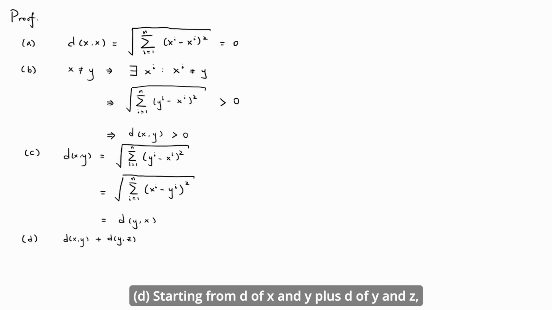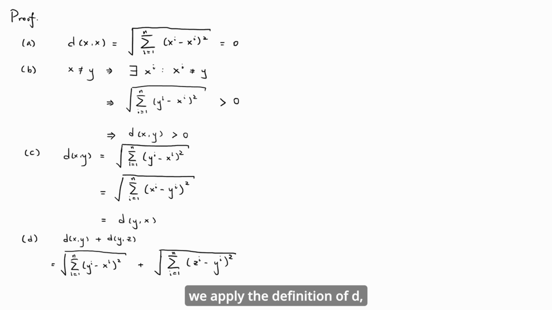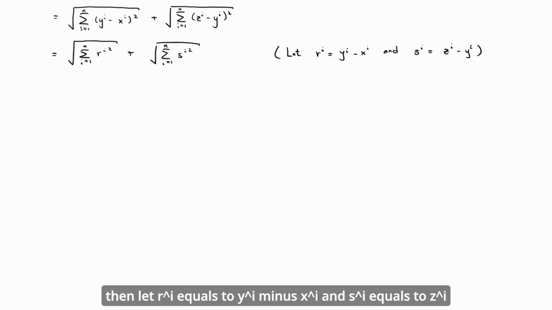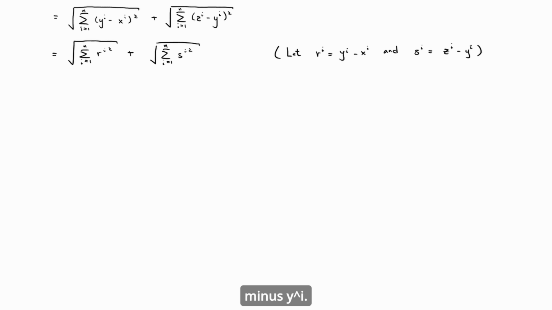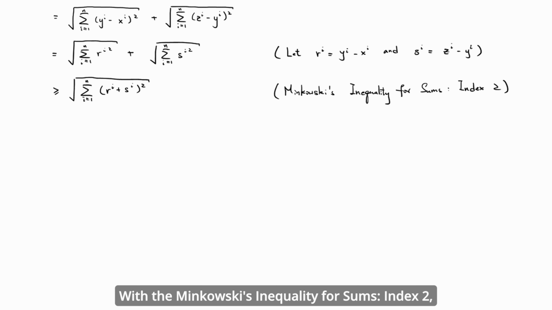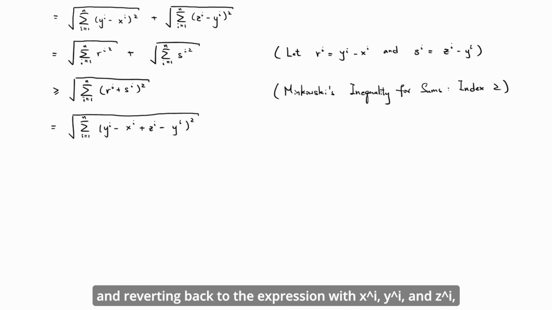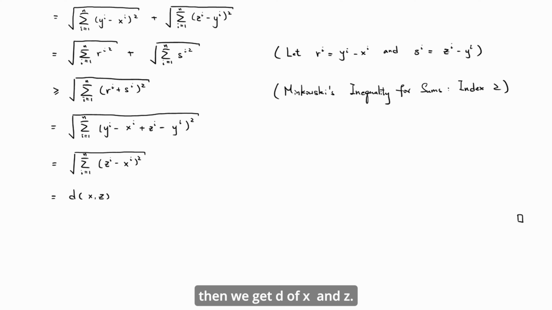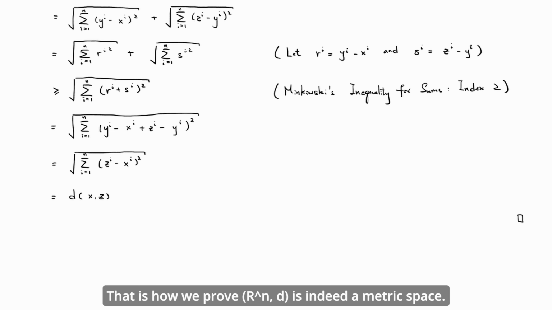d. Starting from d(x, y) plus d(y, z), we apply the definition of d, then let rᵢ equal yᵢ − xᵢ and sᵢ equal zᵢ − yᵢ. With Minkowski's inequality for sums, index 2, and reverting back to the expression with xᵢ, yᵢ, and zᵢ, simplifying it, we get d(x, z). End of proof. That is how we prove Rⁿ and d is indeed a metric space.